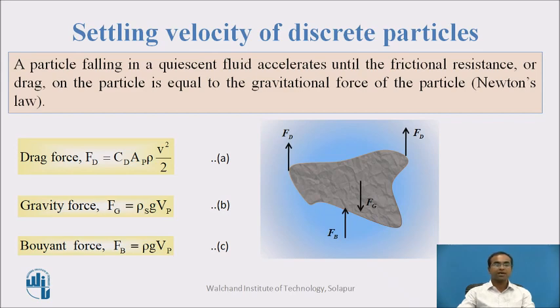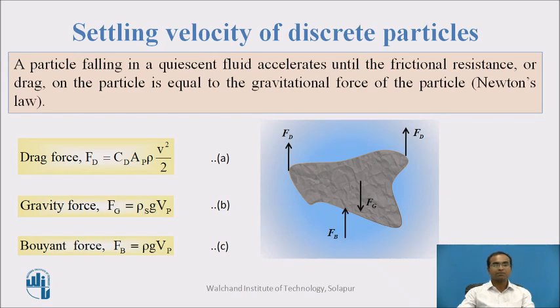The second one is the gravity force, that is the force acting due to gravity. It is denoted as Fg, where Fg is equal to the density of solids, that is rho s, multiplied by acceleration due to gravity, that is g, multiplied by the volume of the particle, that is Vp.